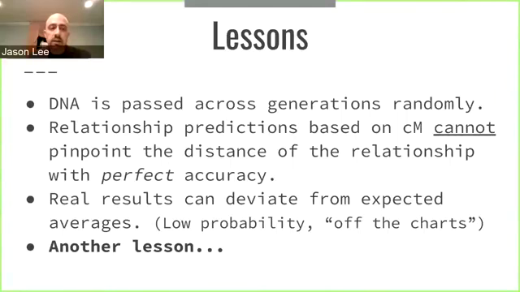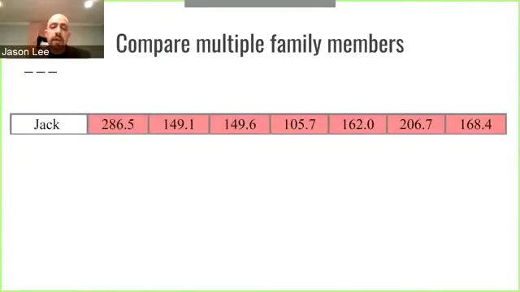So this can lead us to another lesson, and I compared Jack to multiple family members. So there you can see 286.5 for me. There's a whole range of possibilities here. I've compared Jack to all of my tested siblings, and these are all full siblings, and yet we have a big range of possibilities. The lowest number here is less than half of the biggest number, so quite a big range here.